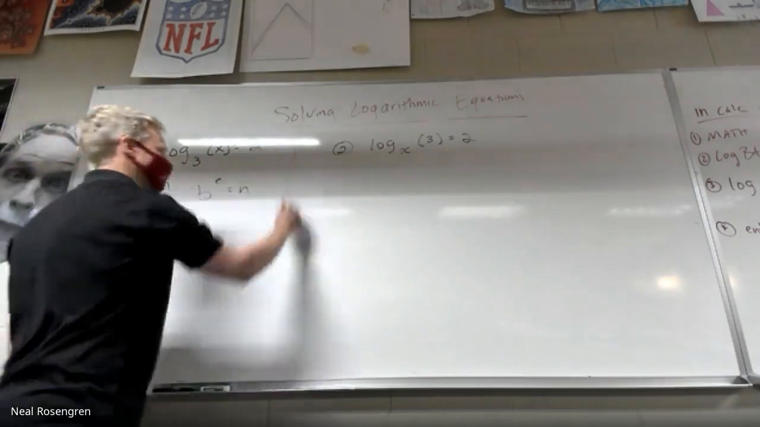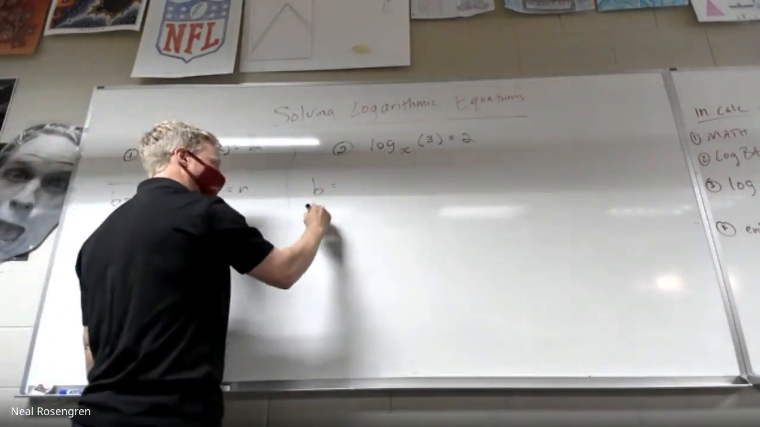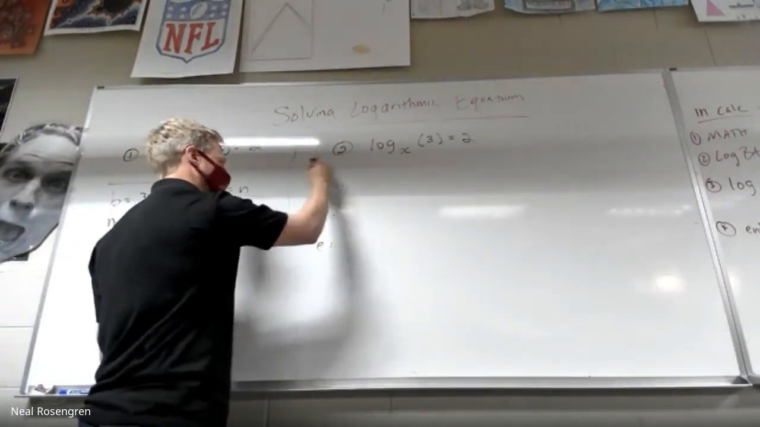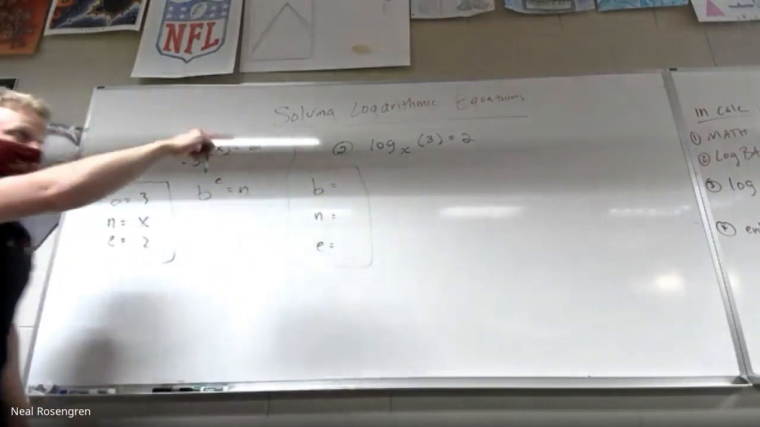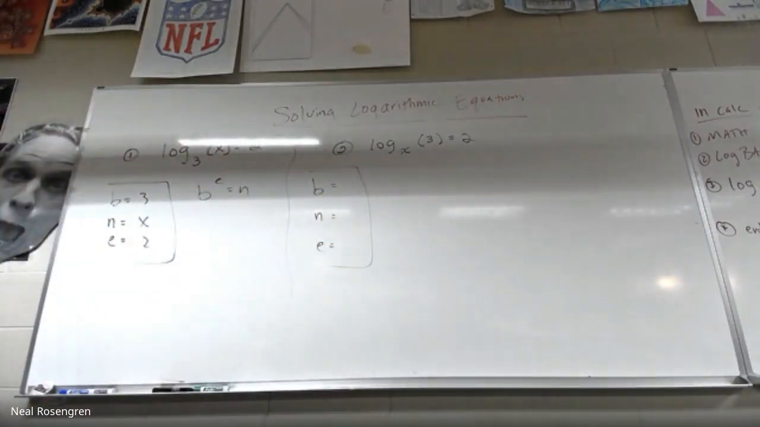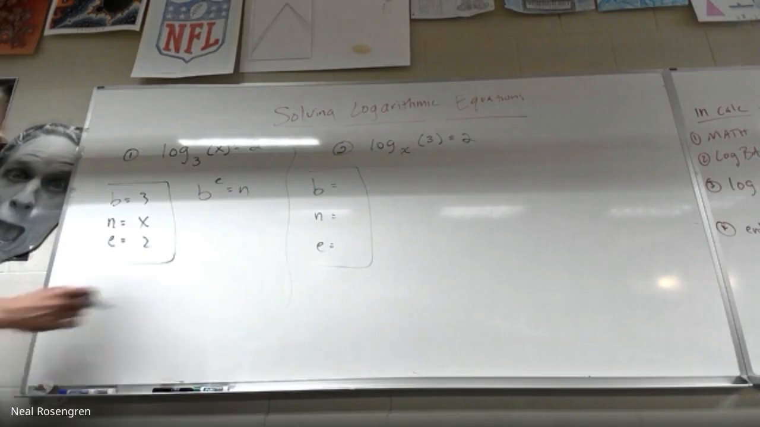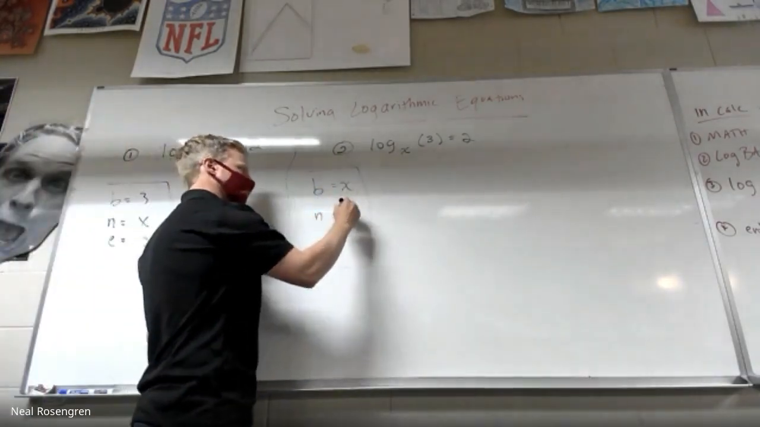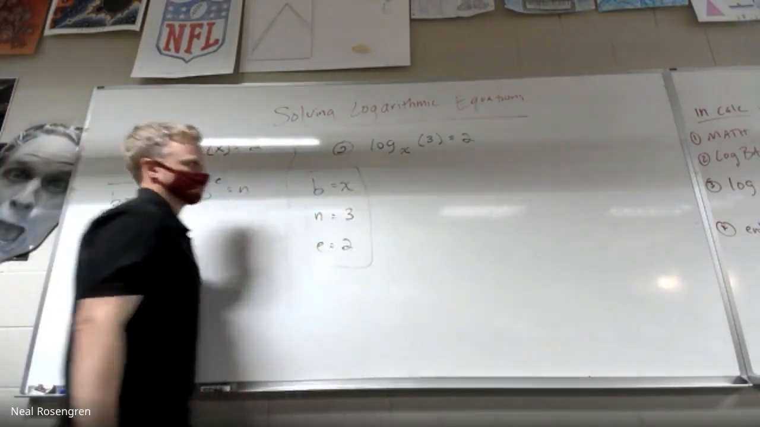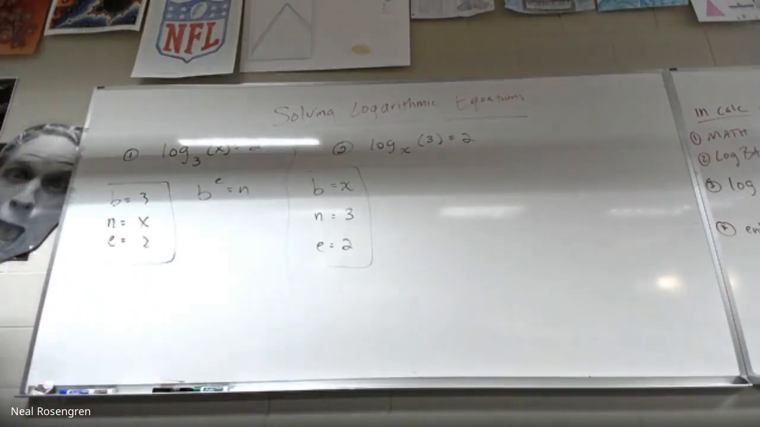All right, so same thing over here. If I can figure out what the B is, what the N is, and what the E is, again, I like to do it in that order because then it's just left to right. Then I'll make the switch. Base is X, argument is 3, exponent is 2. And with exponential equations, the variable is always an exponent. There's no other place you could go.